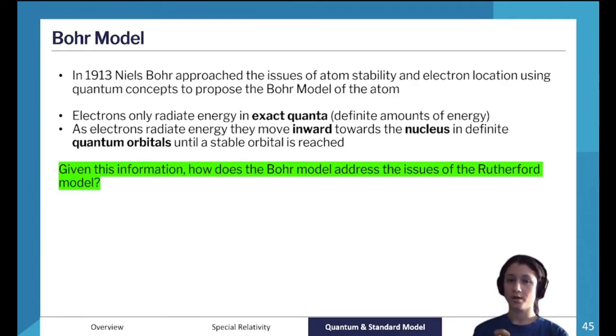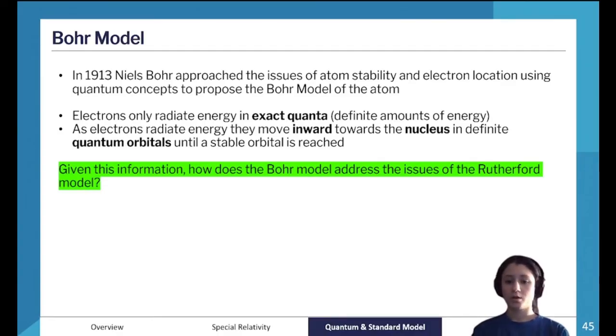So he also said that as the electrons radiate energy, they move inwards towards the nucleus in definite quantum orbitals. So the electrons are not just moving about wherever they want, they are in definite orbitals, and they do not exist in between those orbitals, all right? And they keep moving down towards the nucleus until they've reached a stable orbit.